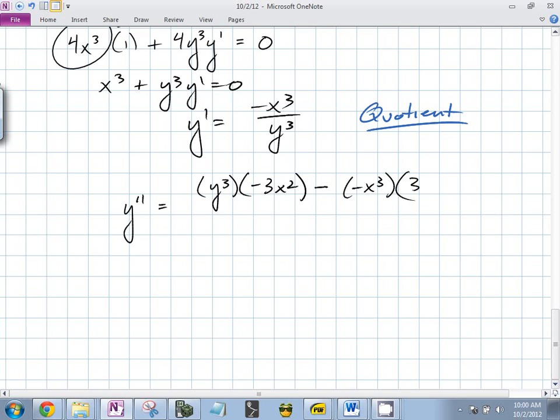Y prime all over what? Y to the 6th. So here's the thing. This is technically y double prime. There is one thing in there that I don't like, though, that I want to get rid of. Y prime. I do not like y prime.